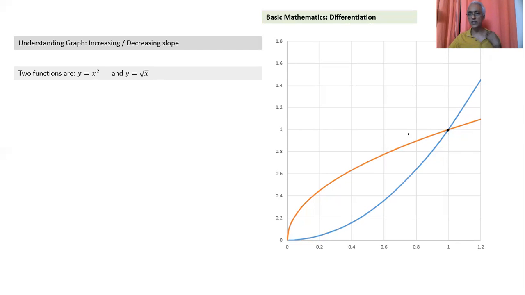And we can easily find through substitution, this curve represents y is equal to x square. And this curve is y is equal to root x. And these two curves have a different shape. Let's understand the shape, and how do we understand the shape better in terms of derivative, and what can we learn to identify the shapes better for any such function.